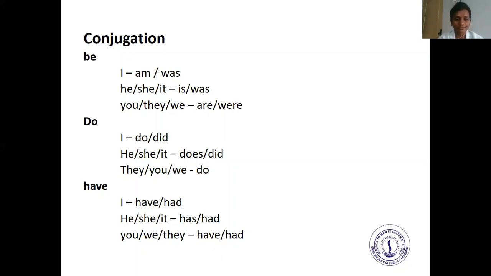And have. For the subject I, it is have, and the past is had. He, she, it has, and had is the past form of it. And you, we, they have, and the past form is had. I can say I have money, and he has money is the correct form. You cannot say he have money. It is grammatically wrong.